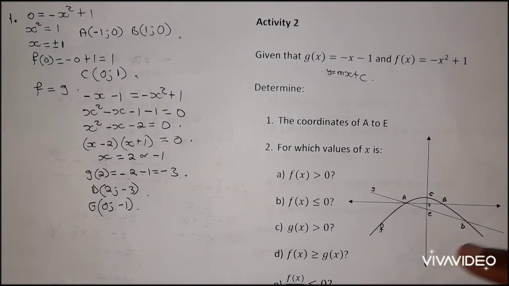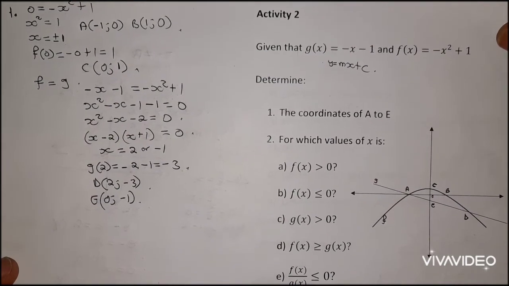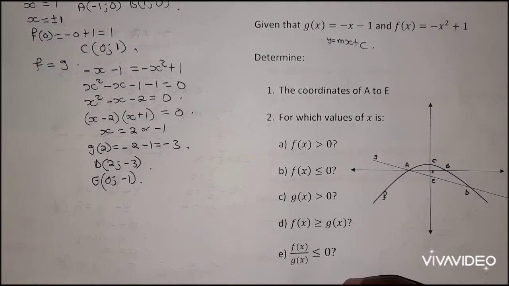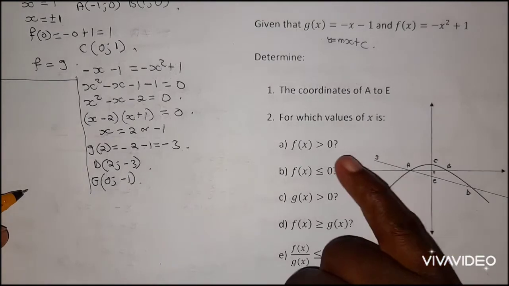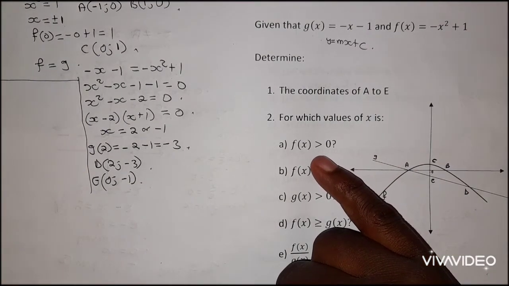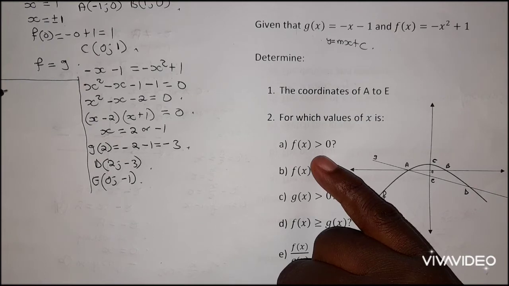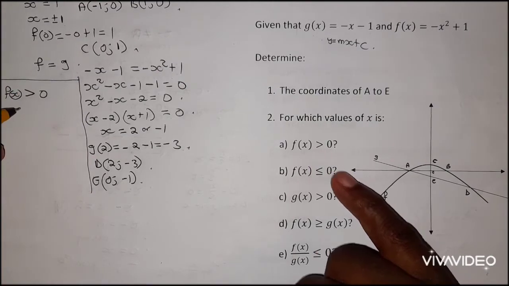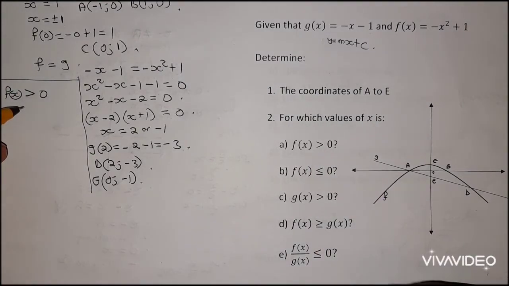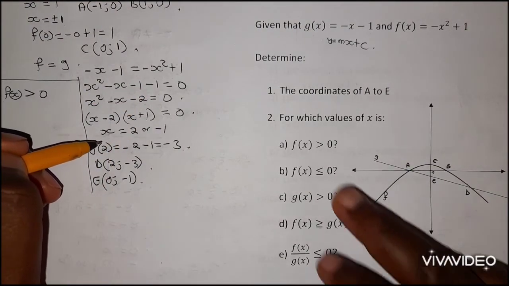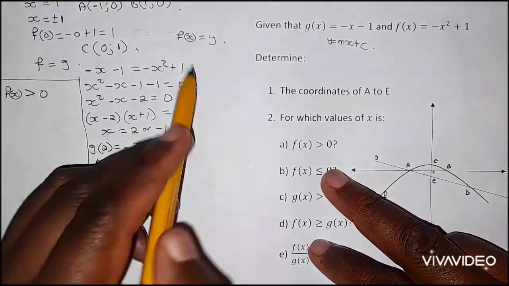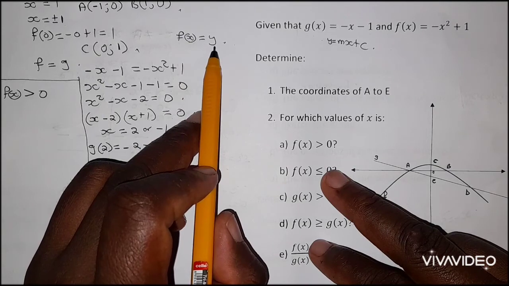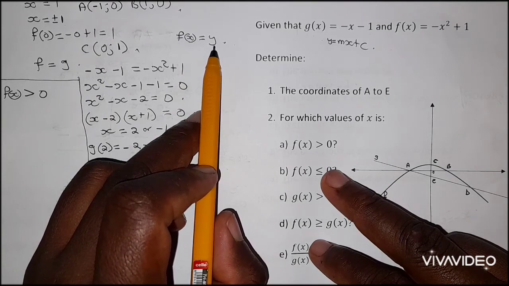Let's go to the interesting part of the question. Question 2. All right. Question 2a is saying the values of x for which f of x is greater than 0. Remember, we agreed that f of x is y. This is function notation, and this is the notation that we use when we are just dealing with equations.